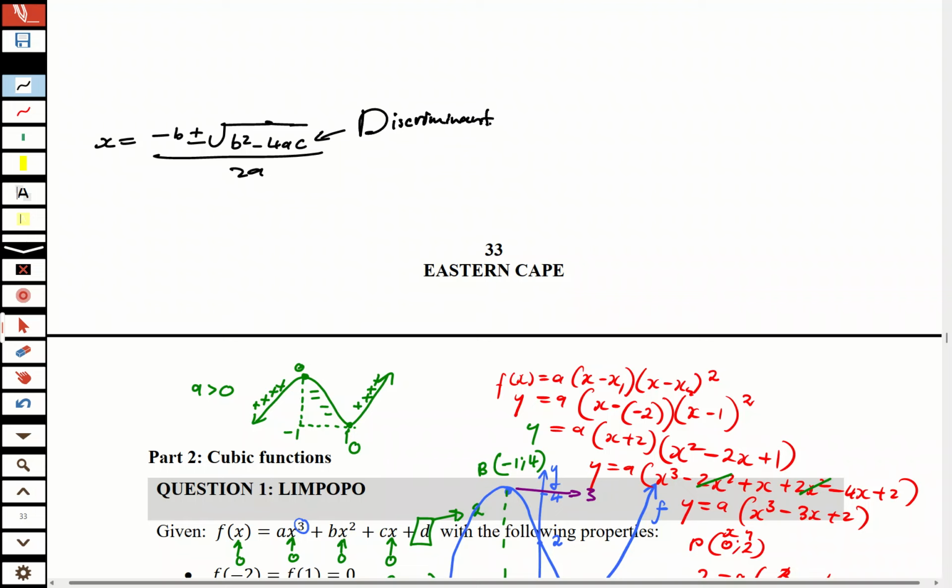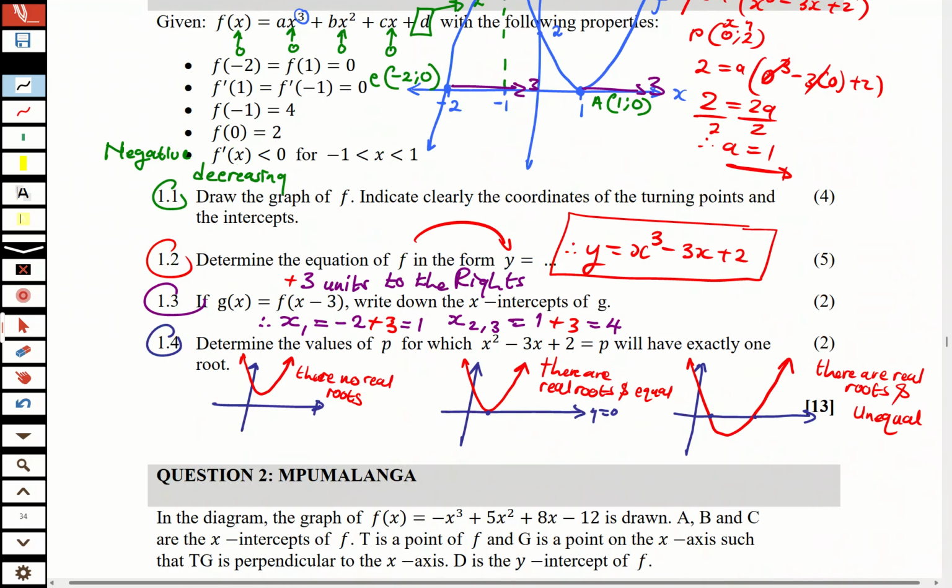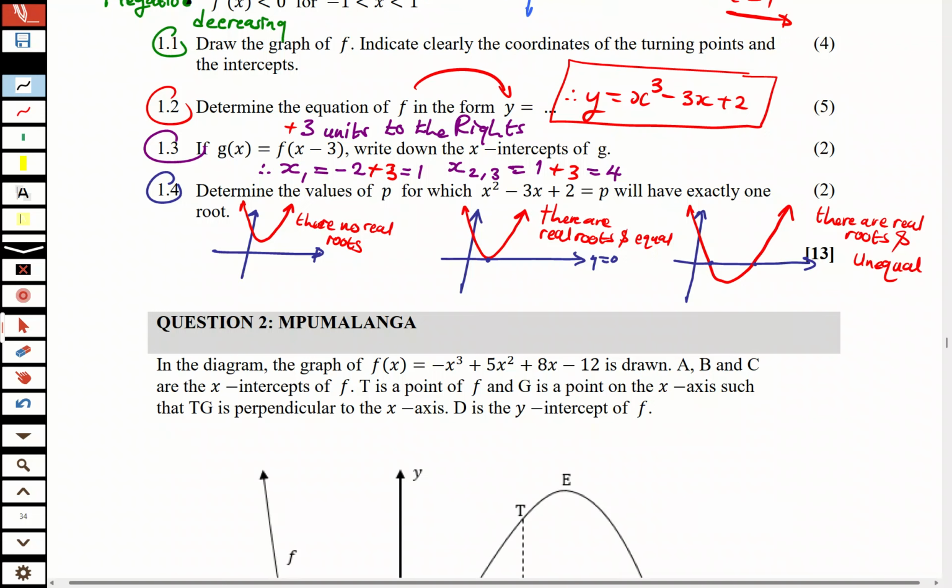We call the discriminant the b squared minus 4ac. So this is the delta, meaning the discriminant. You use this whenever you want to find the roots of your quadratic function, whether you have exactly one root or something more than that.